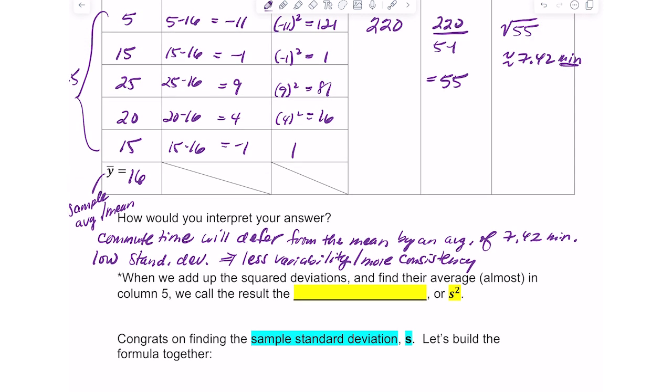Okay, I want to point out this number right here, the 55. That number right there has a special name. It's when we add up the squared deviations and find their average in column 5. We call the result the variance. Okay, so here's our variance. And the variance is s squared.